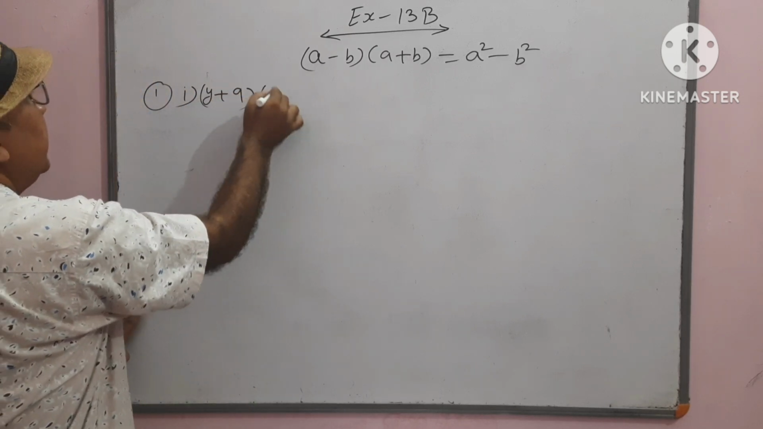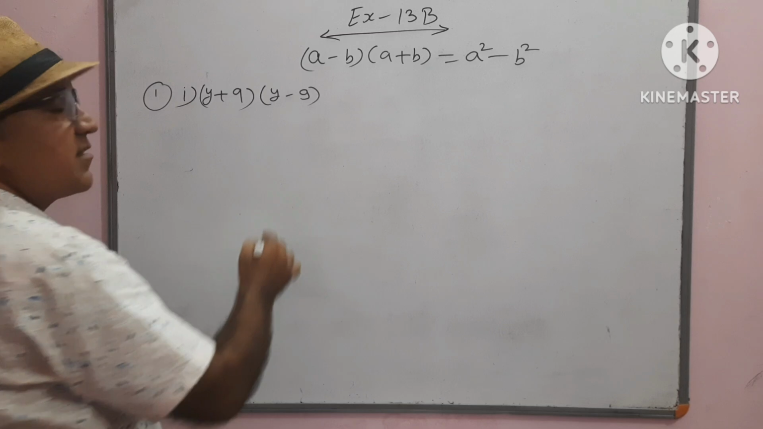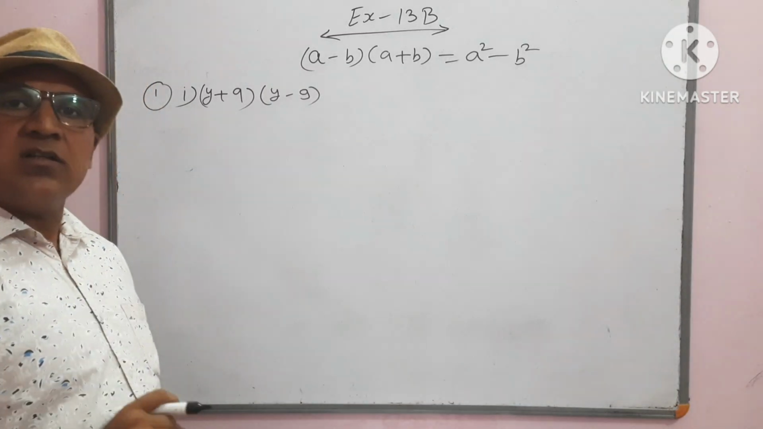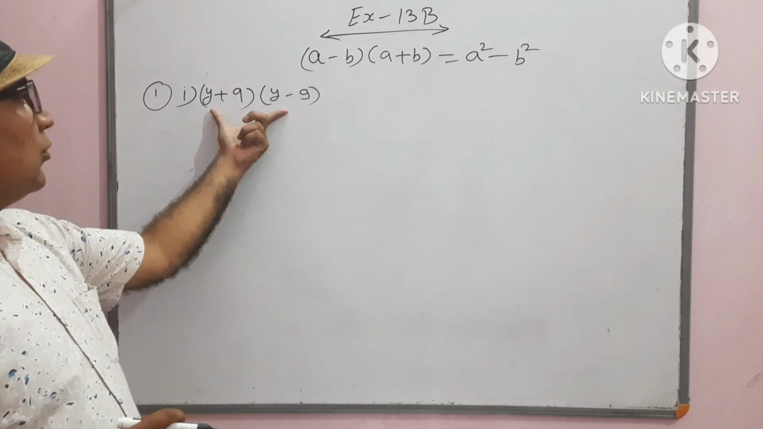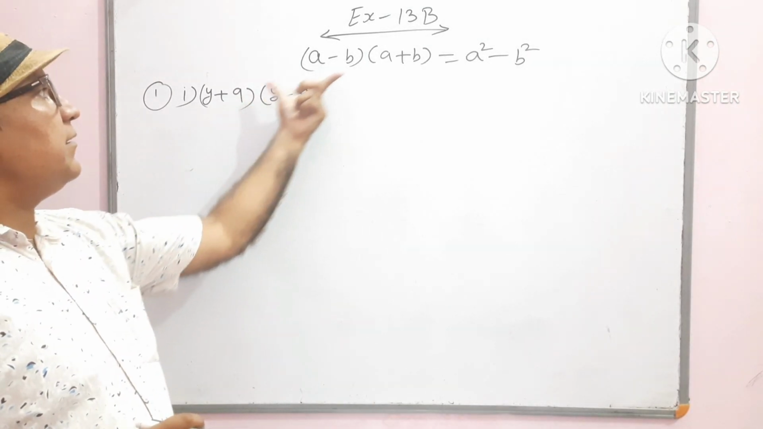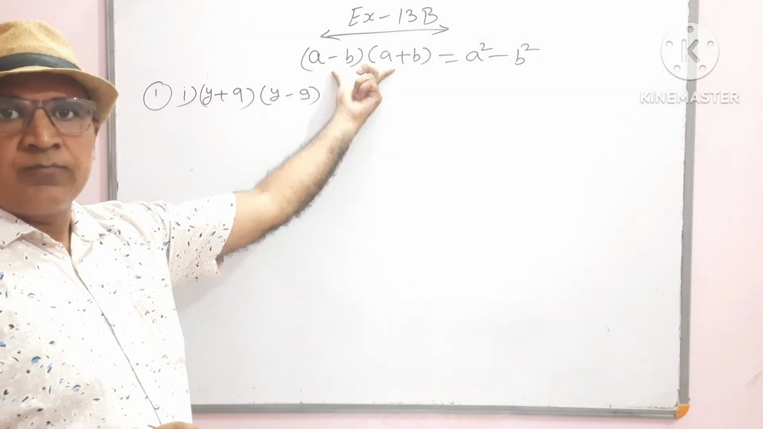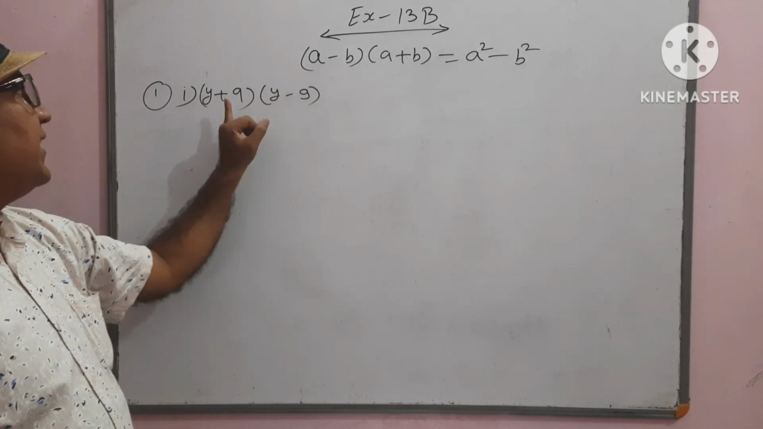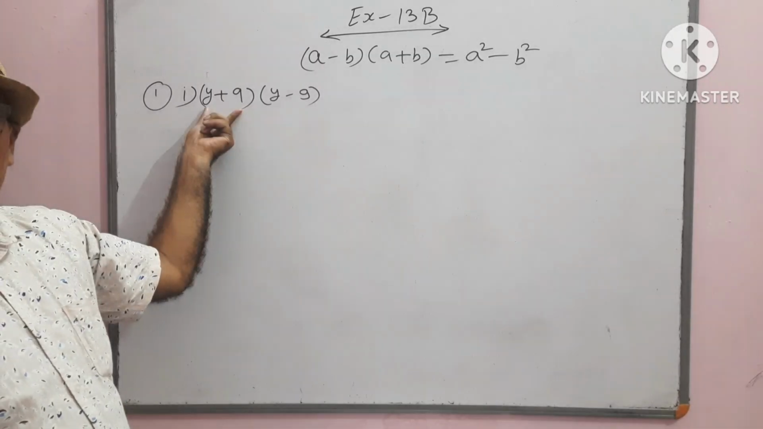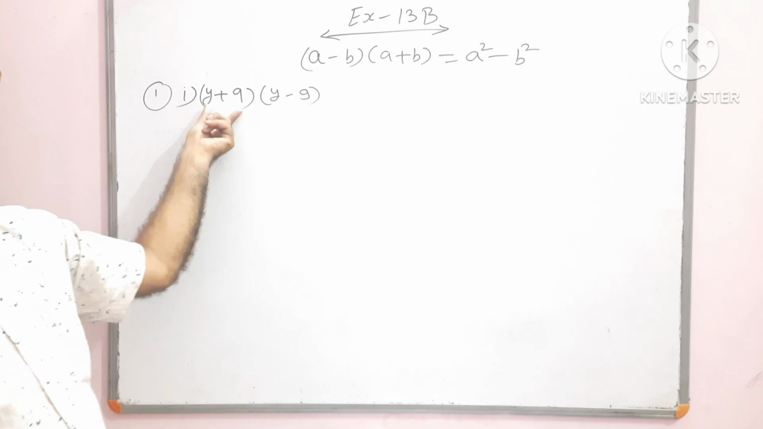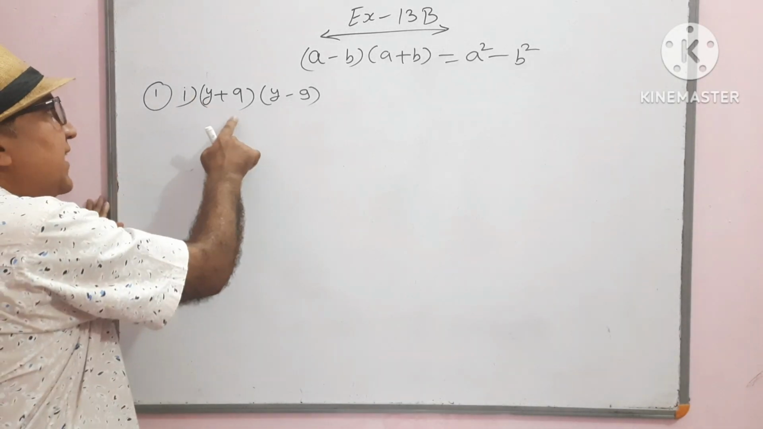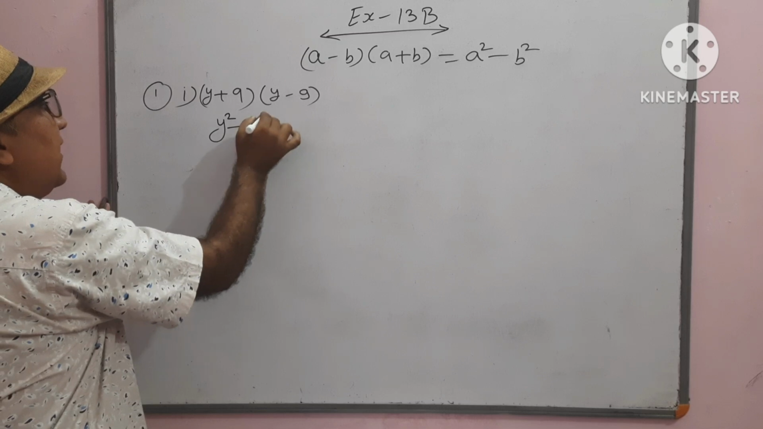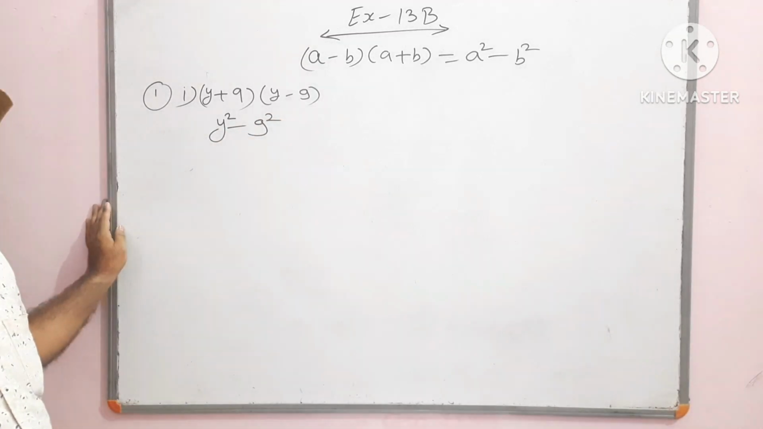(y plus 9) into (y minus 9). We have to solve this question. Just watch it carefully. This question is looking like this identity. At the place of a there is y, at the place of b there is 9. It is appearing here as a minus b into a plus b. So at the place of this we can write y square minus 9 square.